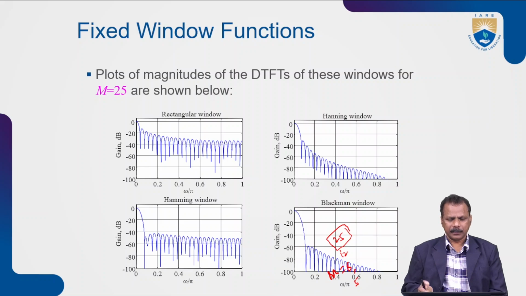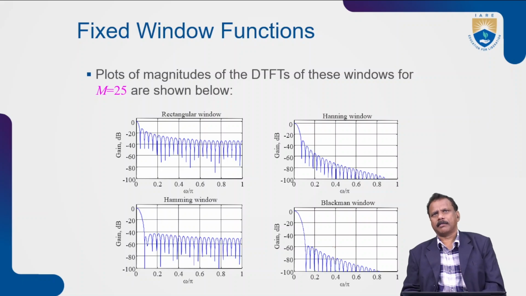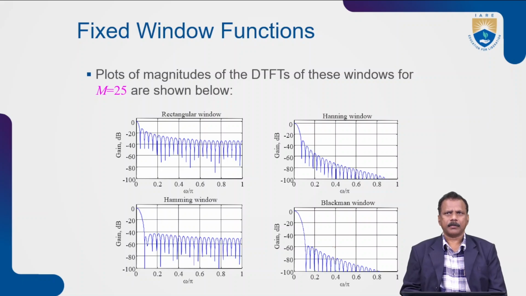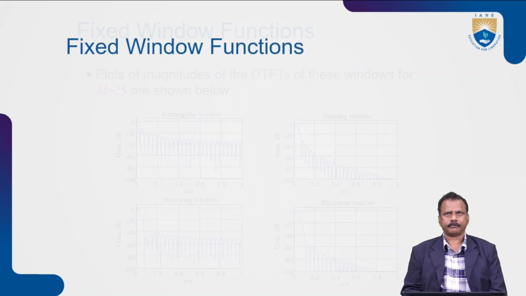Similarly, the Blackman window. Graphically, the plot of the magnitude of the discrete time Fourier transform of this particular window is available, where capital M either increases or decreases. Typically, capital M equal to 25 is shown in all of these, from the rectangular window up to the Blackman window.